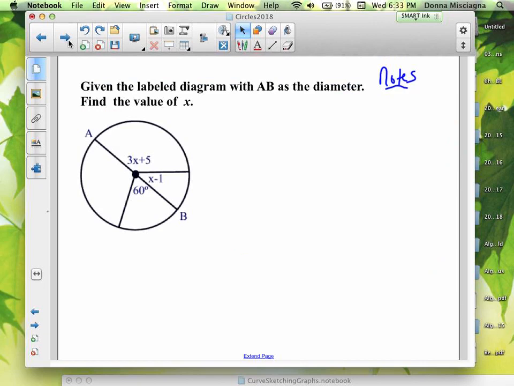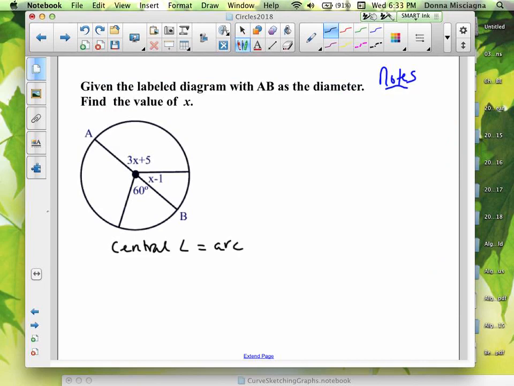We know it's a central angle, and central angle equals arc. So let's write that: central angle equals the intercepted arc. Let's see which angles and things we know. We know this is 60 degrees. I have no idea what this is, and I have no idea what this is.